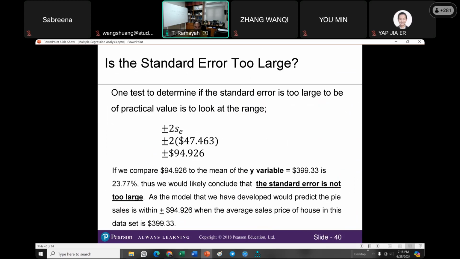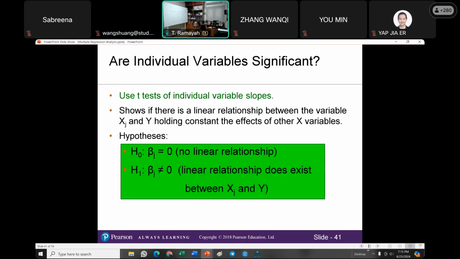Okay, so this is how you can calculate a confidence interval if you need to. I don't think we need to calculate this for your project. Okay, so that is the first test, whether the model is significant or not.